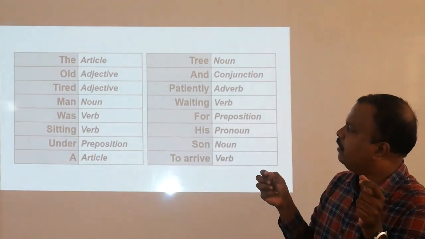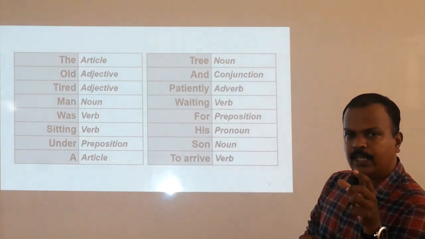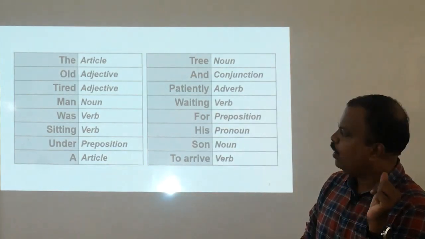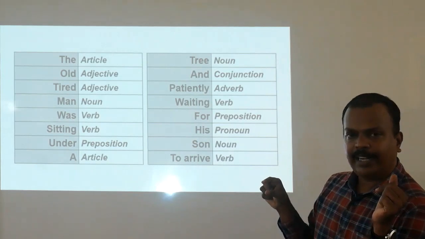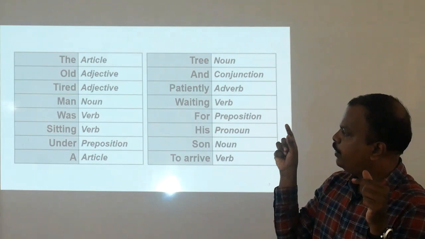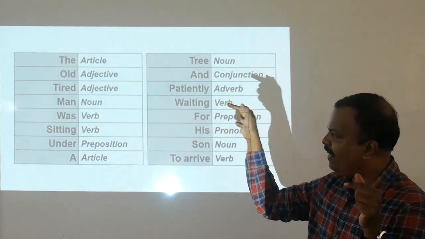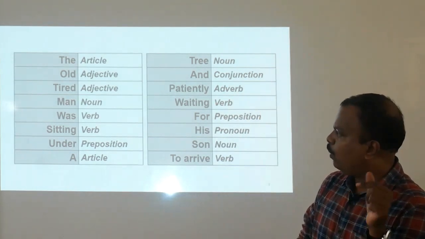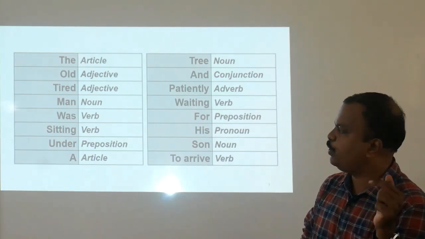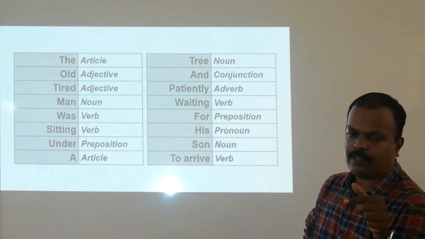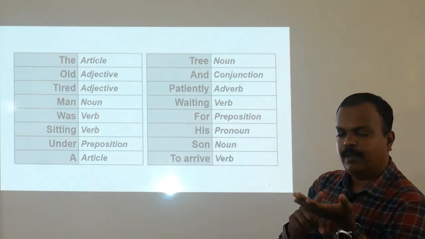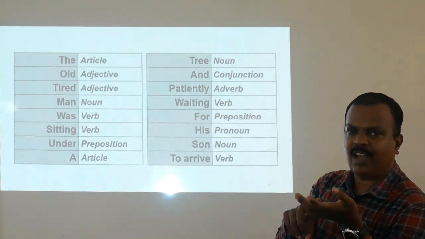For example, article the is there because man is there. The word man is there. So article the directly refers to man. But there are two other words which refer to the same thing, man. Old and tired. Yes? Who are they describing, or who are they associated with? These two words, old and tired. They are associated with man. So we are describing a man here. Man is old and tired.